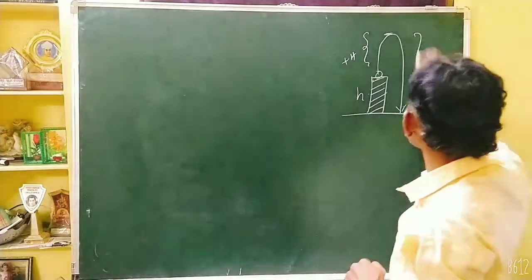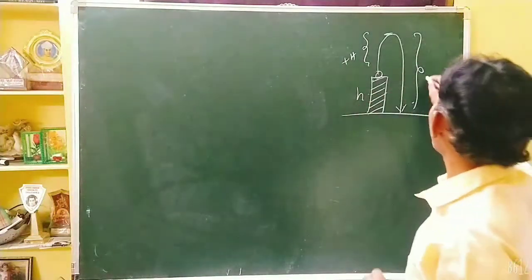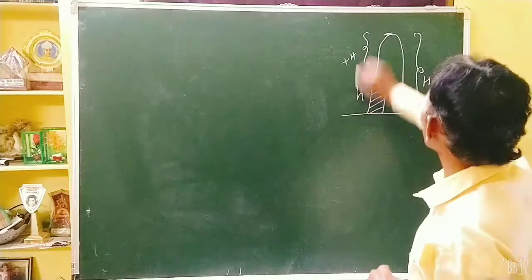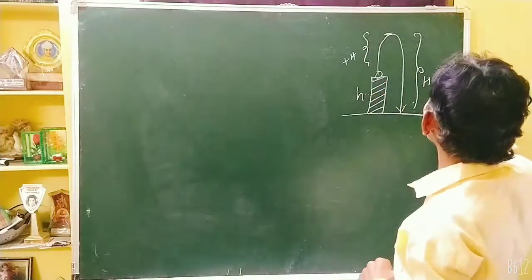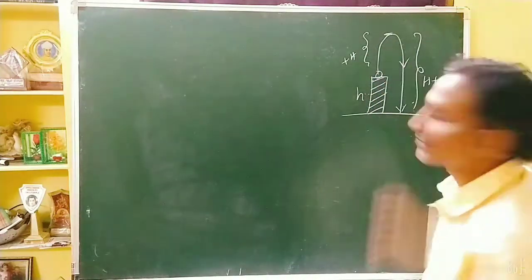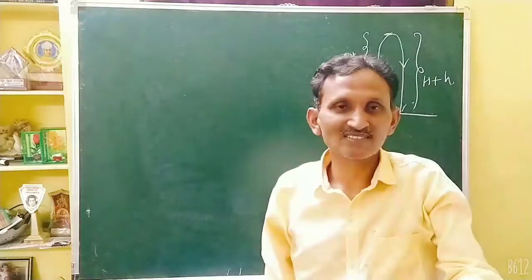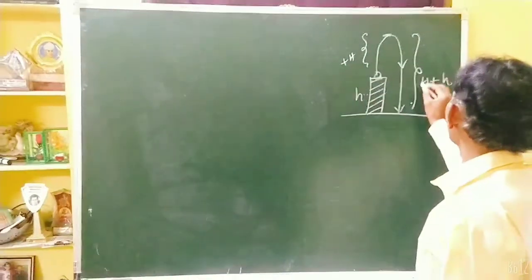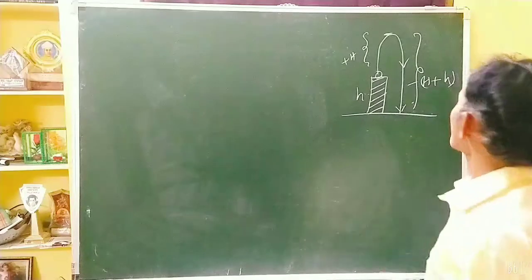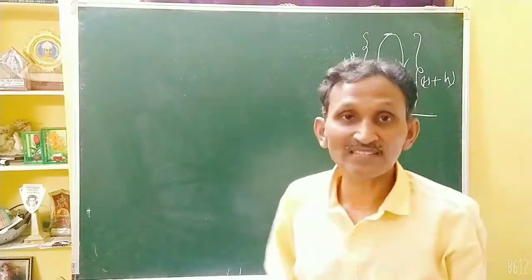And what is the remaining distance from here to here? I have taken the sum of these two, total height h plus h. Here the body is coming down, so along the negative y-axis the displacement is negative. What is the resultant displacement?